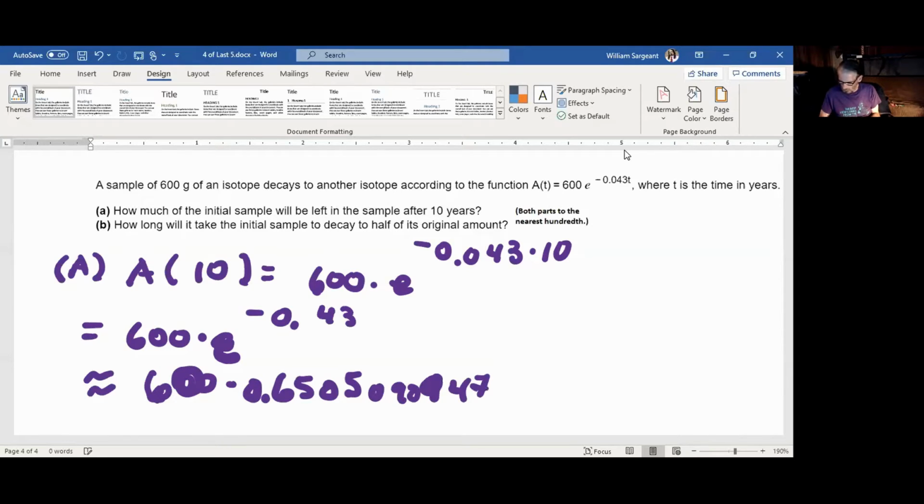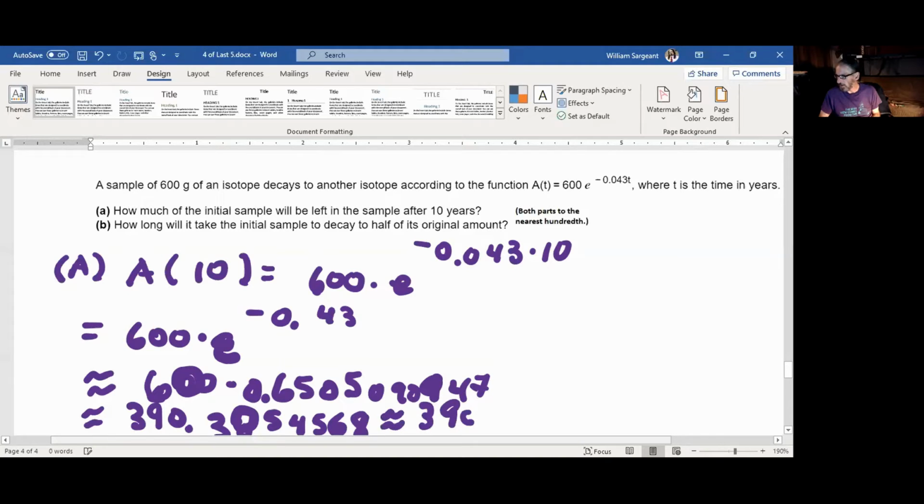So multiplying that by 600, I'm getting 390.30568, and we're supposed to round to the nearest hundredth. That 5 in the thousandths place is going to round that up to 390.31, and since this is an amount, the initial amount was in grams, so this will also be in grams.